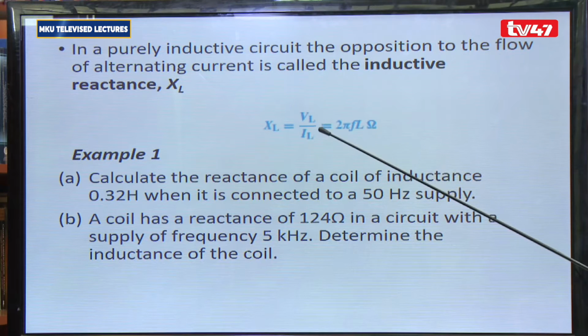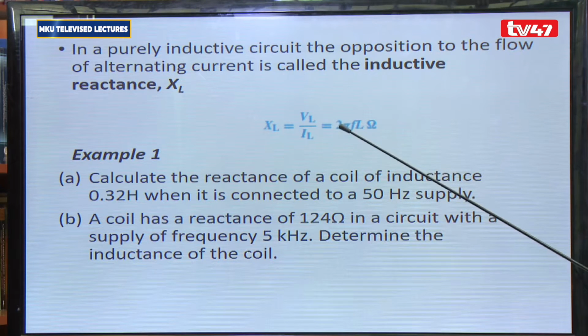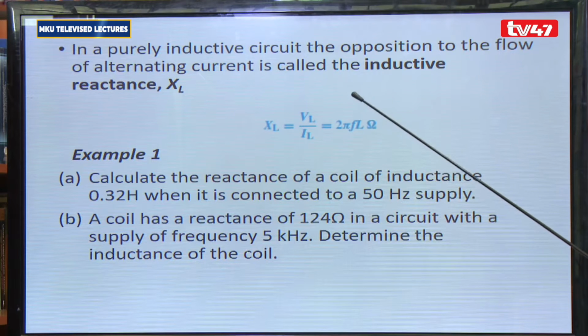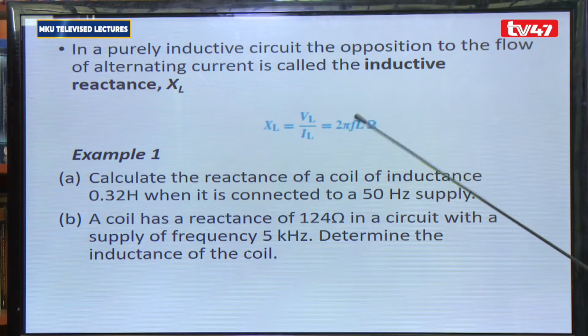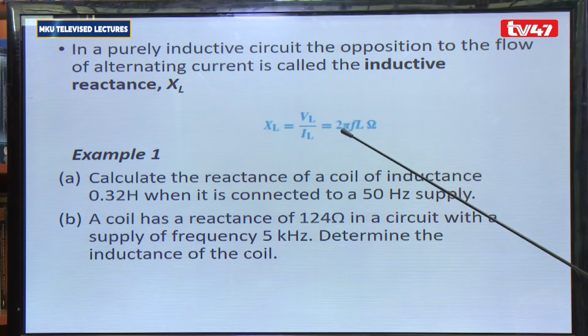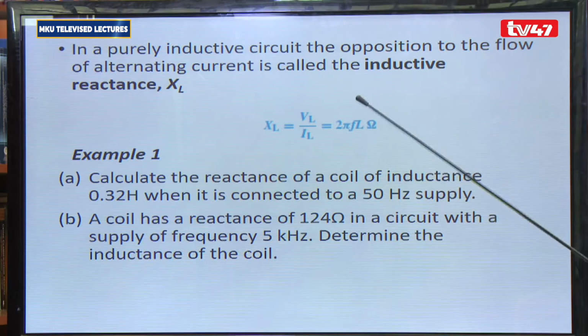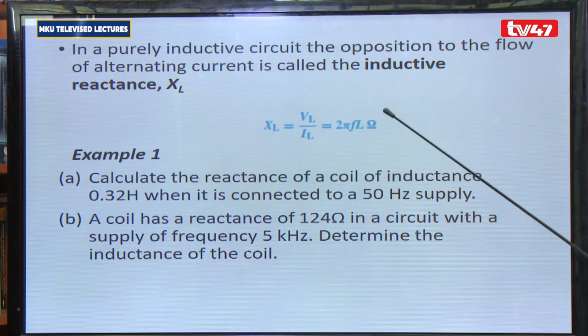You can also get the value of XL by calculating 2 pi F L, where 2 pi F is omega, the angular velocity. So simply, XL can be given by omega L, and the unit is ohm, because it opposes the flow of current, therefore the unit is given in ohms.